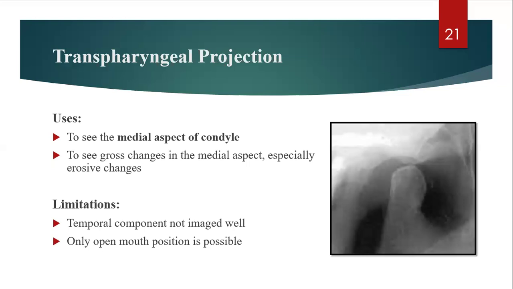So the uses of the transpharyngeal projection include viewing of the medial aspect of the condyle. This is the main use of the transpharyngeal projection. The limitation is that the temporal component is not well imaged and only open mouth position is possible.